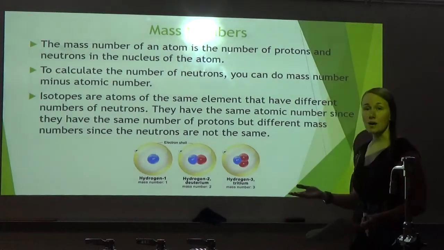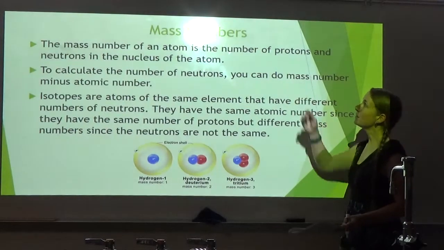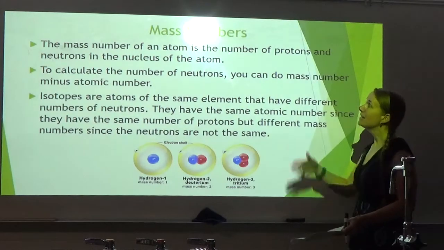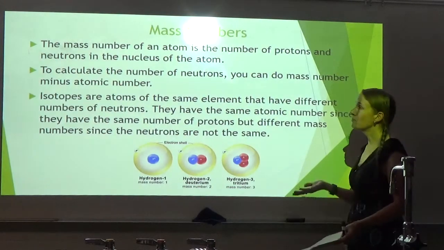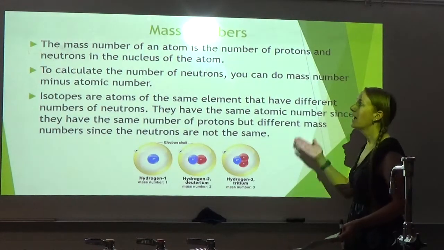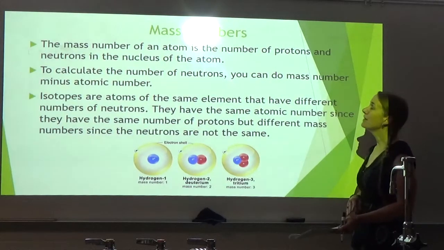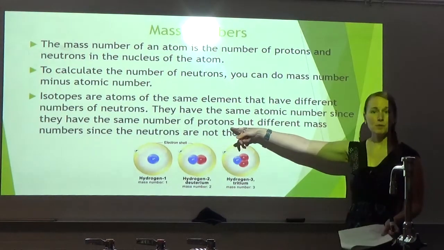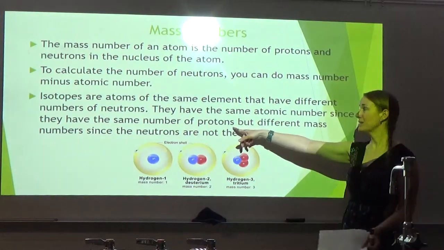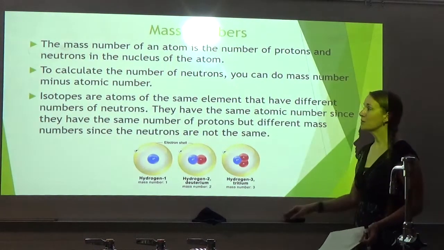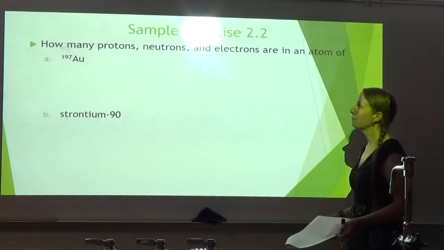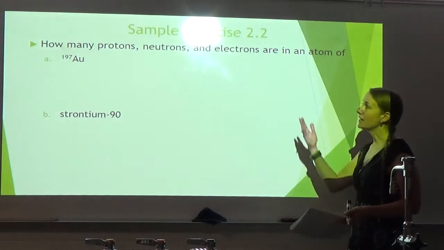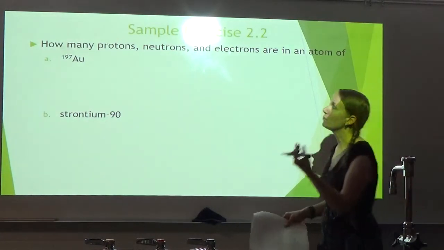Alright, so atomic number is the number of protons. The mass number of an atom is the number of protons and neutrons in the nucleus of the atom. To calculate the number of neutrons, you can do mass number minus atomic number. Isotopes are atoms of the same element that have different numbers of neutrons. They have the same atomic number since they have the same number of protons. They have to have the same protons to be the same element, but different mass numbers since the neutrons are not the same.